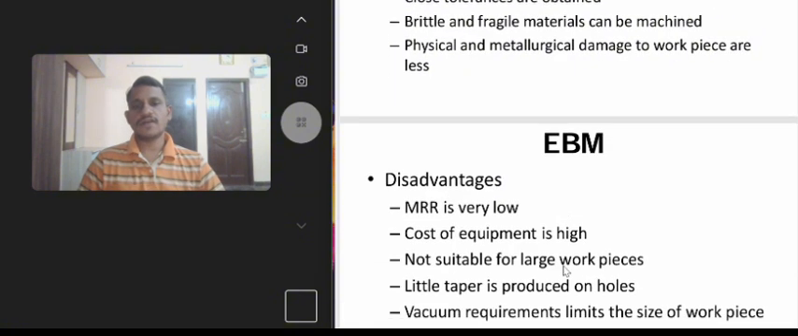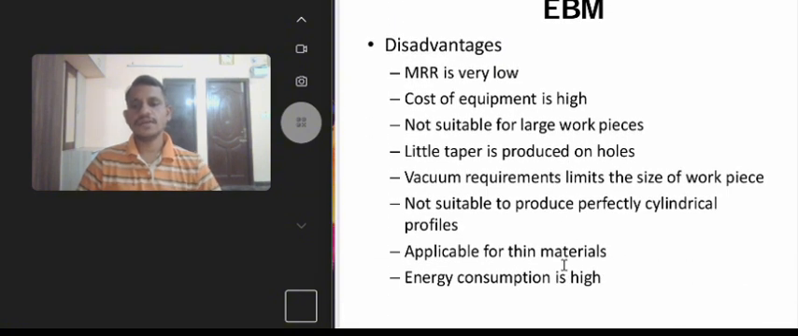Next is disadvantages, limitations. The metal removal rate is very slow. Cost of equipment is very high. It is not suitable for large workpieces. Highly skilled operators are required to operate this machine. High specific energy consumption. A little taper is produced on holes.